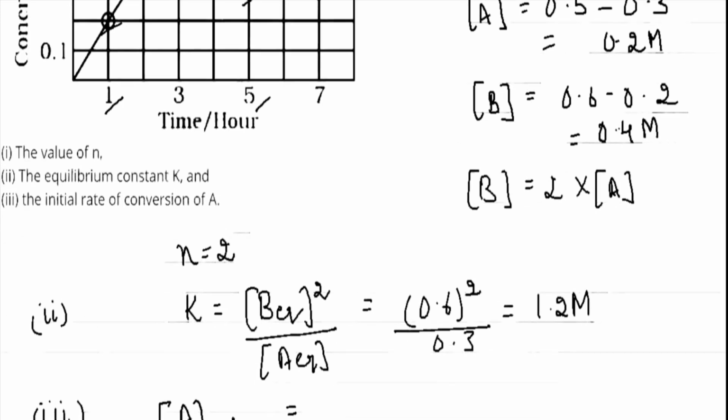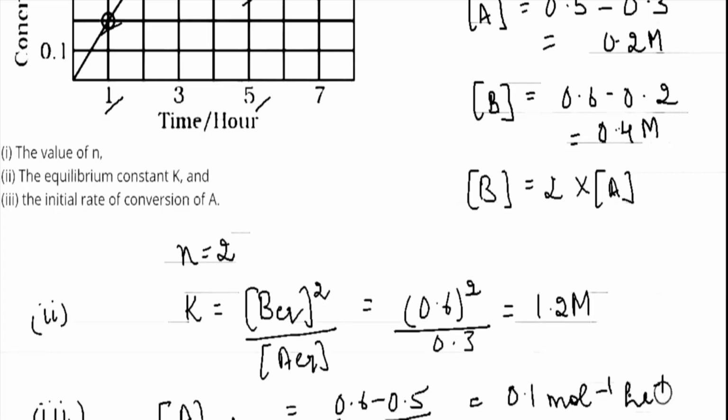We have to take the initial value change. So 0.6 minus 0.5 divided by the time interval, which is only 1 hour, so divided by 1. This value will come out to be 0.1 mole per liter per hour, that is mole inverse hour inverse. The time period here is 1 hour. So this is your answer to the question.